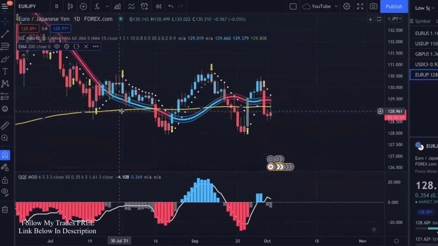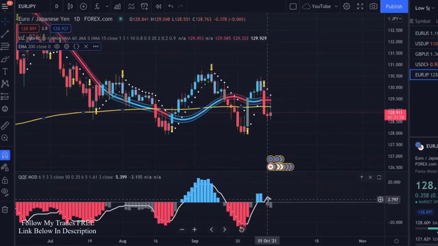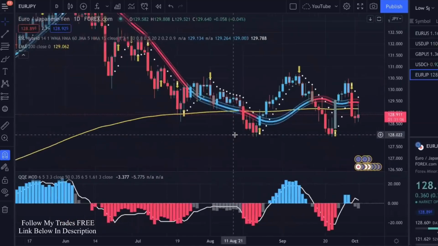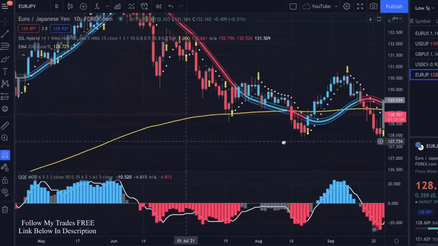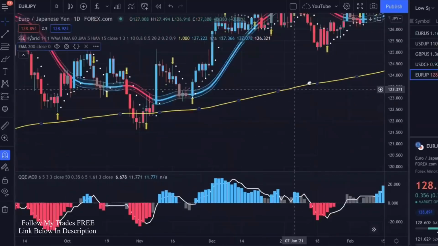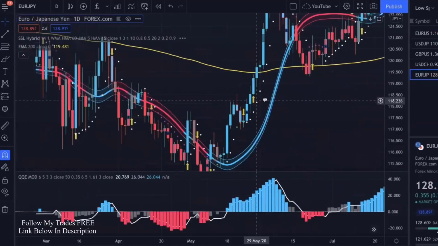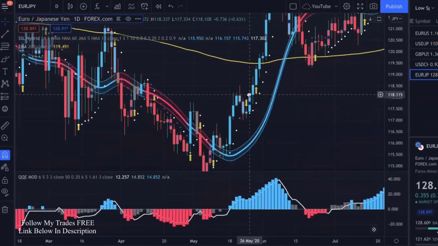Like for instance, right over here, this would not be that great of a trade, because even though the price action is now below the 200 EMA, right here there's no red bars, so I wouldn't take that as a trade. There's so many opportunities, right? And the price action has been above the 200. Oh, there we go. Prime example.